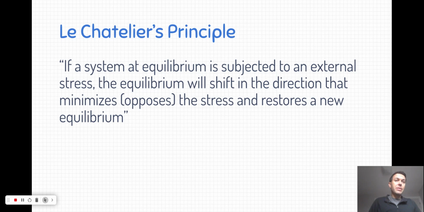If we have a system at equilibrium and we impose some sort of change to that system or external stress, the system will shift the relative positions of the reactants and products, but it will eventually reach a new equilibrium point. So the system starts at equilibrium, it ends at equilibrium, but the equilibrium point has shifted.